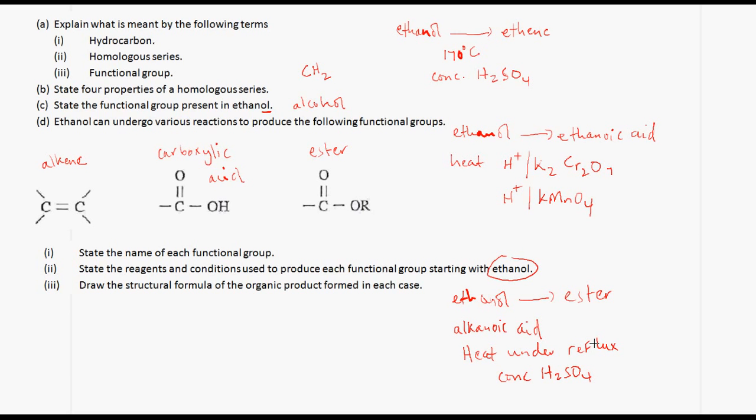And the last part of the question asks to draw the structural formula of the organic product formed in each case. So in the case of ethene, it will look like this. In the case of ethanoic acid, it will be like this. The key thing to remember is we have 2 carbon atoms here because it's ETH, so therefore we have 2 carbon atoms.